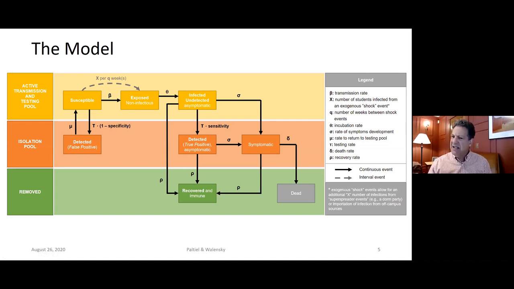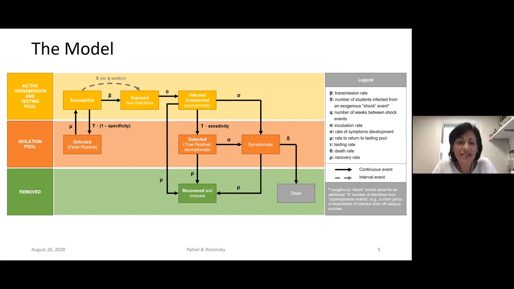Rochelle, anything else I should say? The only thing I would add is that these colors are really meant to reflect what's going on in the model, but also what's going on on the campus. So yellow is people moving around in their normal activity. Orange is you've detected them for one reason or another and you've pulled them out of the population. And then green is they're back in the normal population and they're immune. They're not eligible for testing because we presumed that if you've had documented or even undocumented infection, you won't get it again.